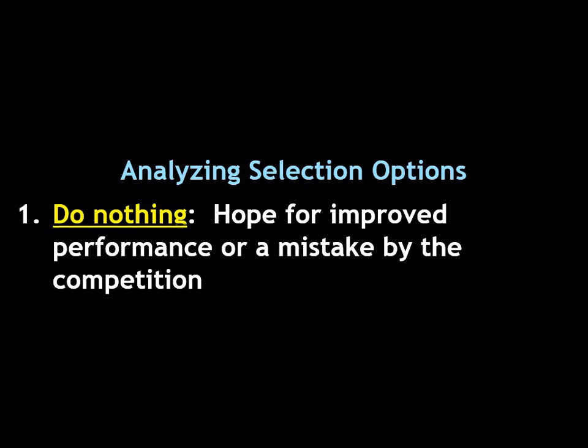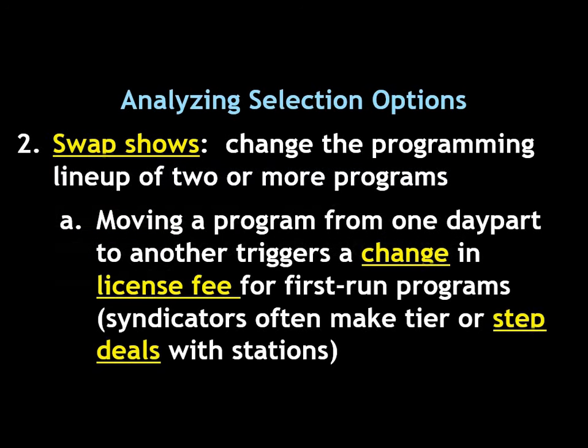Analyzing selection options. Well, there's several things that can happen here. First off, they can decide to do nothing. They can hope for improved performance. They can hope for a mistake to be made by their competition. Just kind of a wait and see sort of approach.